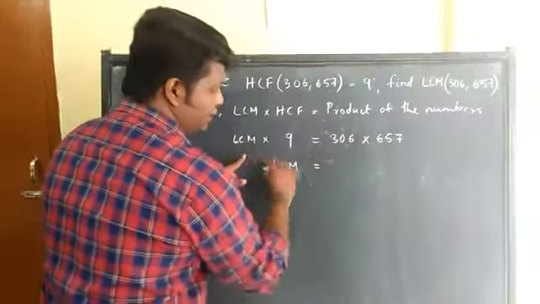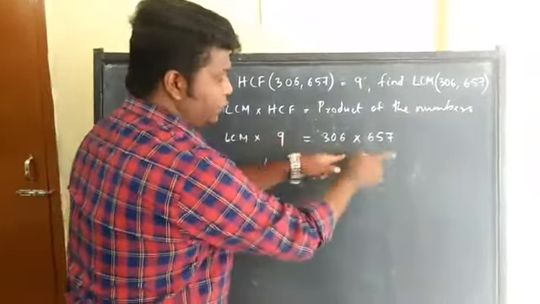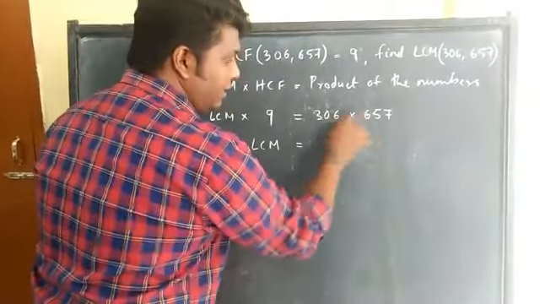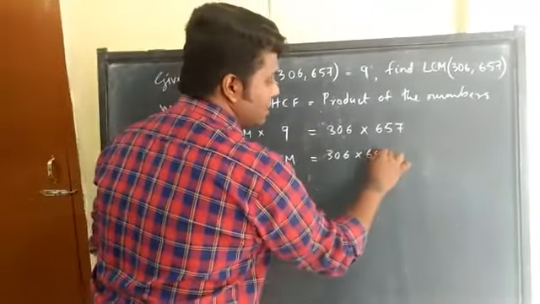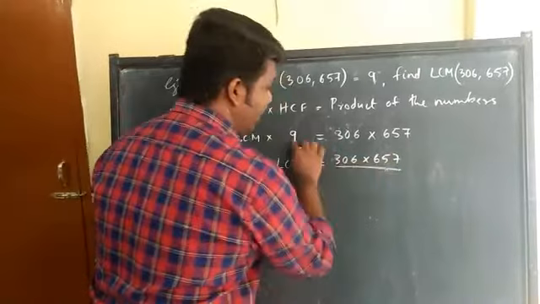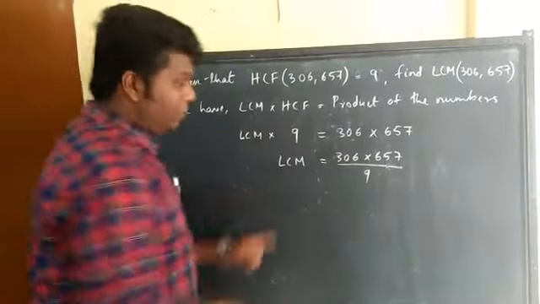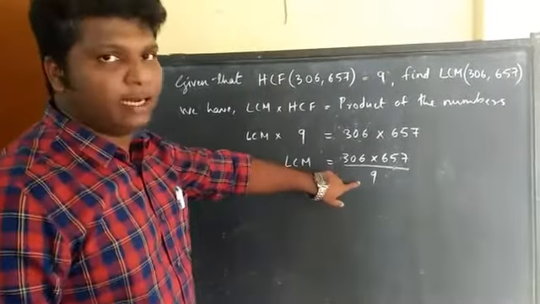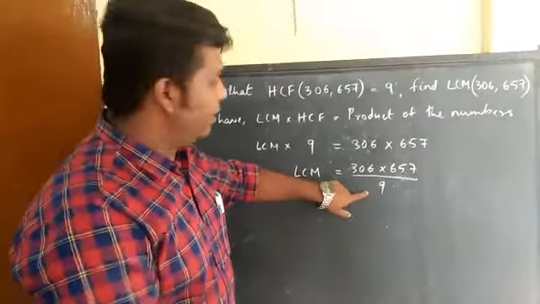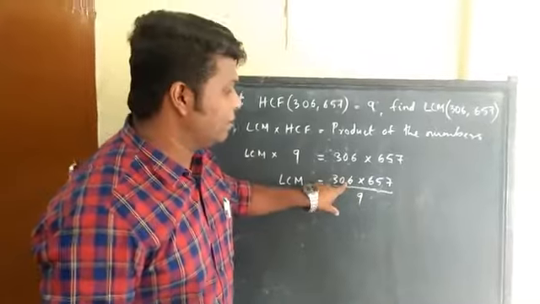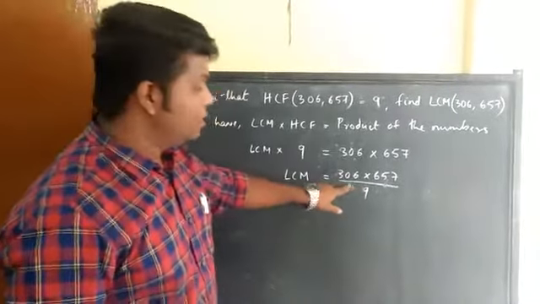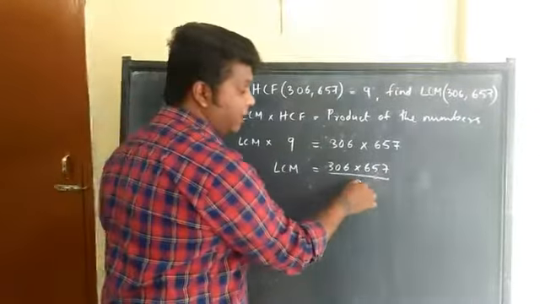So keeping the LCM on the LHS, taking this 9 to that side. Already what is here, we have to copy that first: 306 into 657, the whole divided by this 9 coming down, right? Because it was into here, when it goes to the other side, it becomes divided by. Now, 306 into 657. This number 306 is already perfectly divisible by 9, so I am cancelling it by the table of 9.